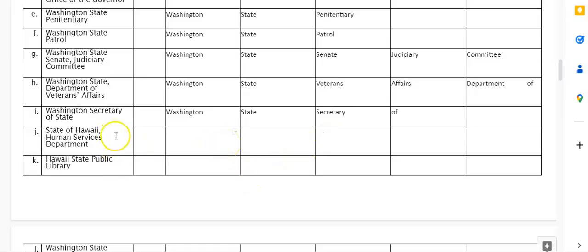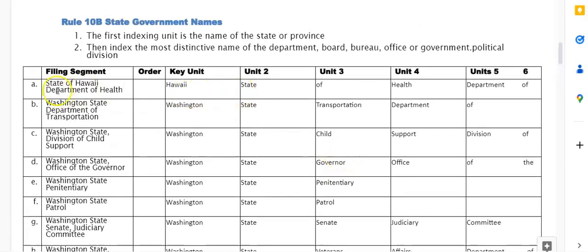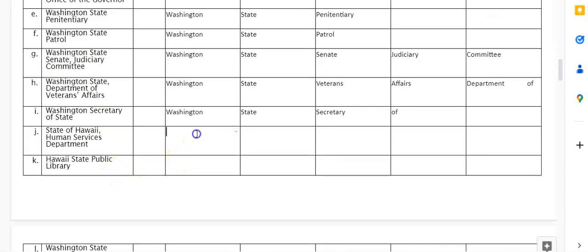Okay, next we have State of Hawaii Human Services Department. Okay, and that's similar to letter A. So Hawaii is our key unit. State is Unit 2. Of is Unit 3. So once we have the state information, we'll then go into our department or division. Okay, so human is Unit 4, services is Unit 5, and department is Unit 6.